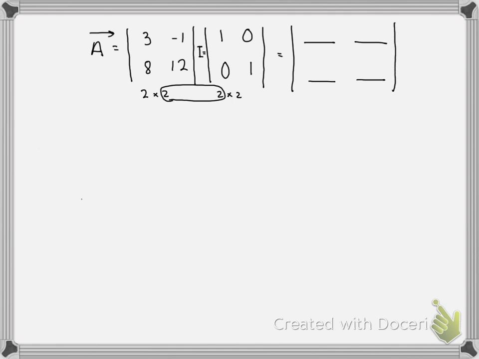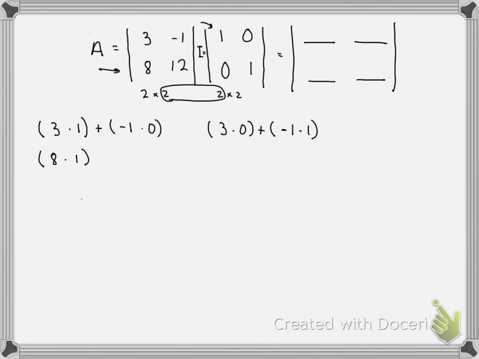So we'll start in row 1, column 1, right there, okay? So we have 3 times 1 plus -1 times 0. And then we'll move to column 2, 3 times 0 plus -1 times 1. And then we'll move to row 2 and column 1. Okay, and do the same thing. 8 times 1 plus 12 times 0. Okay, and then we'll move to column 2. 8 times 0 plus 12 times 1.